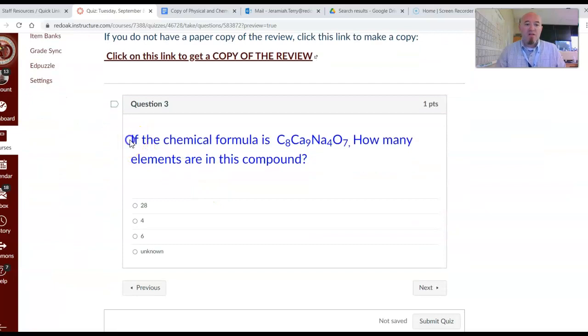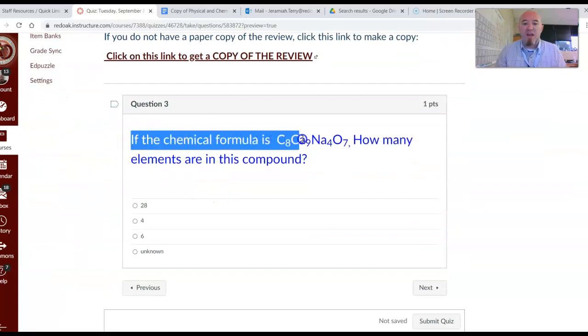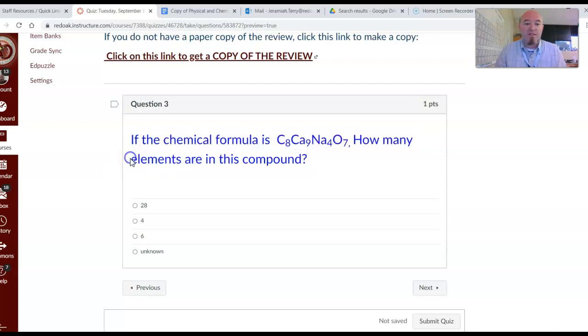Question 3, if a chemical formula is C8Ca9Na4O7, how many elements are in this compound? Are there 28? Are there 4? Are there 6? Or is it unknown?